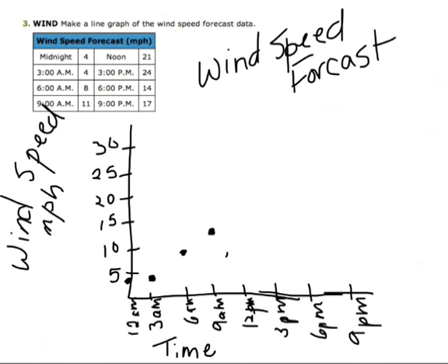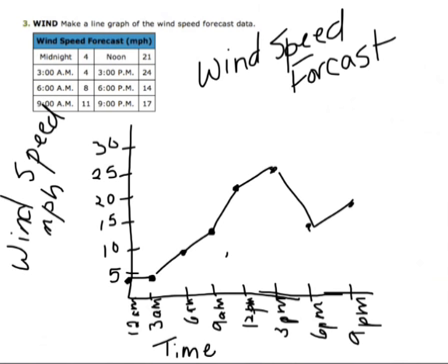Noon was 21. 3 p.m. was 24. 6 p.m. was 14. And 9 p.m. was 17. And then all you have to do is connect your dots with straight lines. And that gives you the line graph of the wind speed. It shows the amount of change over time.